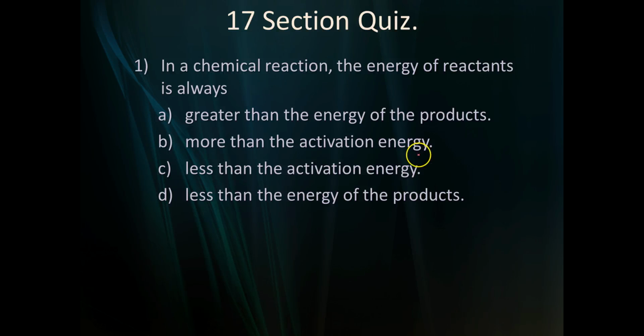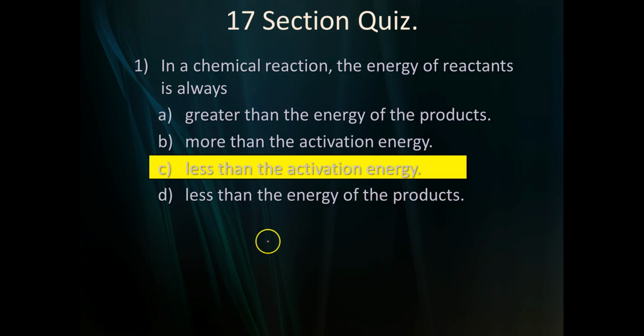We're not going to do the section quiz, but we can talk about it. In a chemical reaction, the energy of the reactants is always, is it greater than the energy of the products? Well, not always. Sometimes it's an endothermic reaction. More than the activation energy, less than the activation energy, less than the energy of the products. Well, the best answer here is going to be less than the activation energy, because we always have our reactants and then the bump, whether it's an exothermic reaction or an endothermic reaction. No matter what, the reactants will be lower.